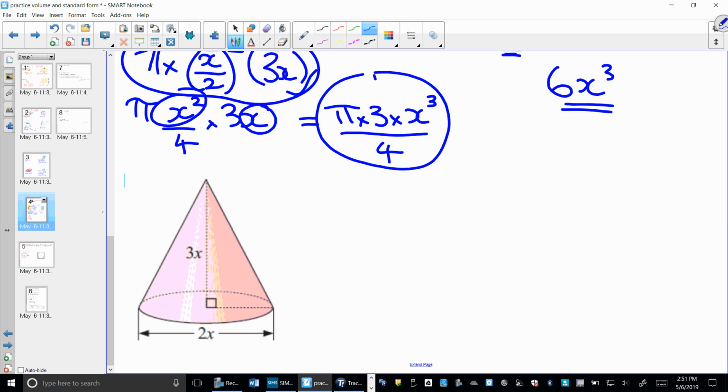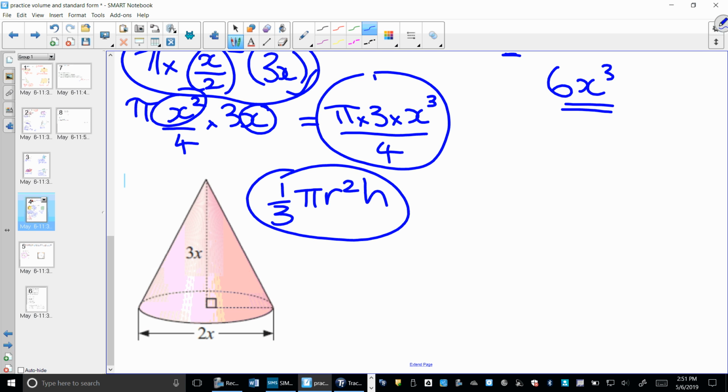Alright, here we've got a cone. Uh-oh, we need to use our formula again. It's 1/3 pi r squared h. This is the formula we get given. So does the 1/3 change? No. Does pi change? No. What's our value for r? What expression can we use for r? x. This measurement here is the diameter, and that's 2 lots of the radius. So our radius is x.